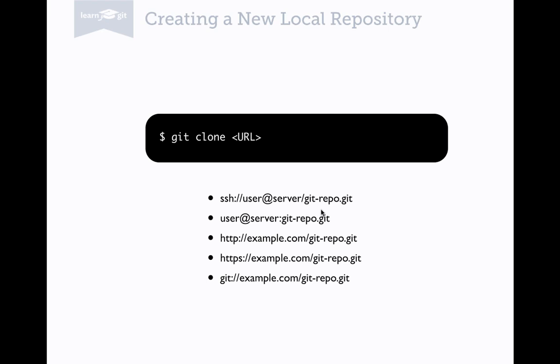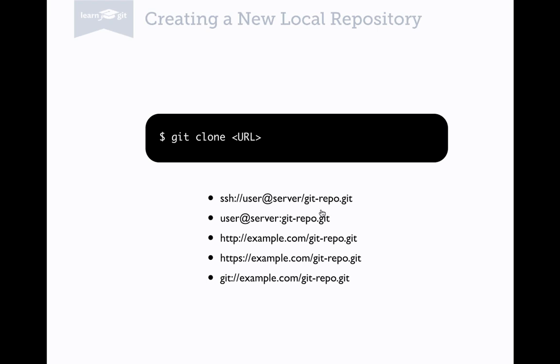The first two in this list are actually both SSH protocols, just look a little bit different. And HTTP is an option, HTTPS, of course, and Git's own protocol, the Git protocol. The Git protocol is pretty fast, pretty efficient, but it lacks authentication. So in most projects, you will use SSH or HTTPS, which support authentication.